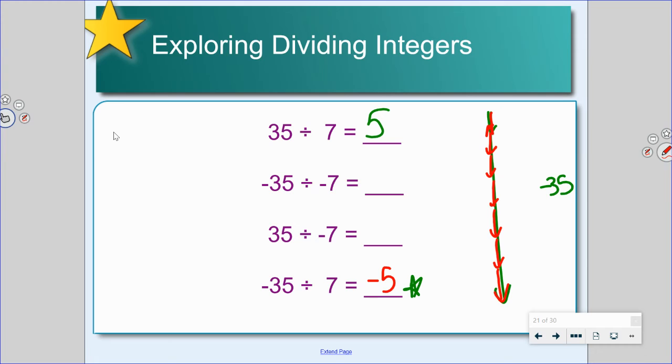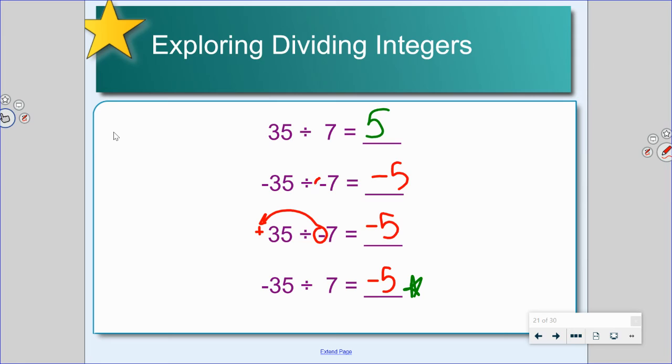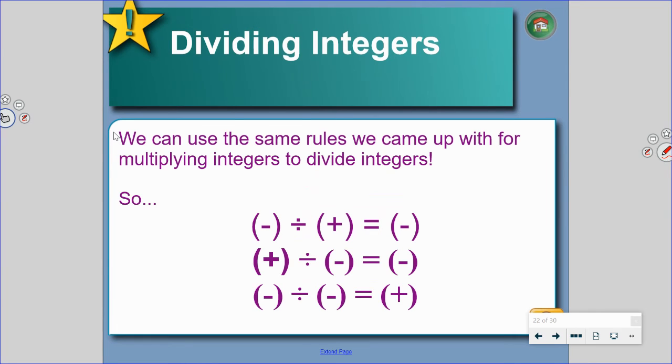Just like multiply, 35 divided, wait a second. 35 split into 7 parts is 5, but the opposite of all those positives gets us to negative. And negative 35 split into 7 parts, but wait a second, the opposite of all those negatives are positive. It really is all about opposites. Doesn't matter who's bigger, doesn't matter who's smaller, it's all about opposites.